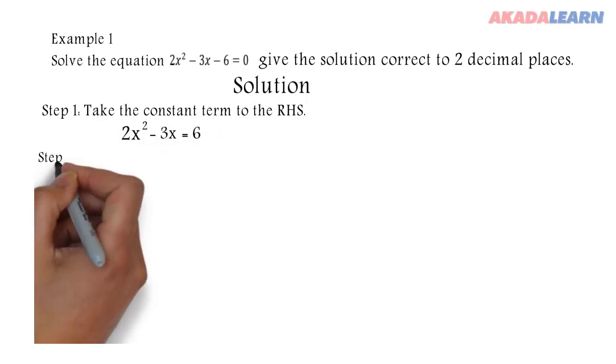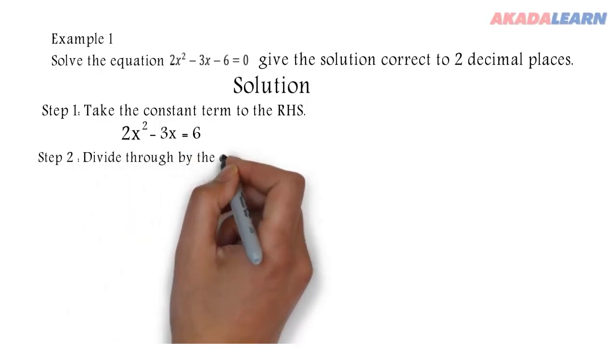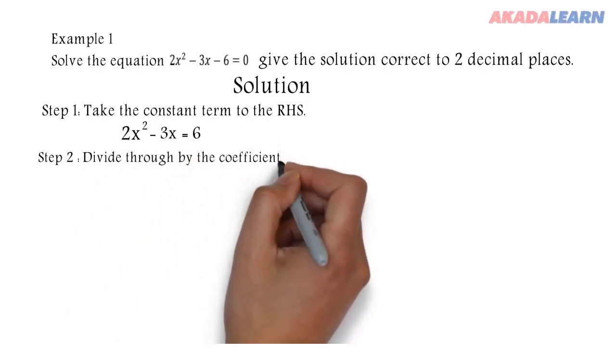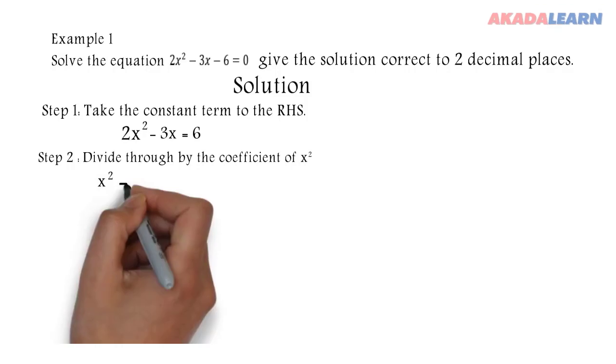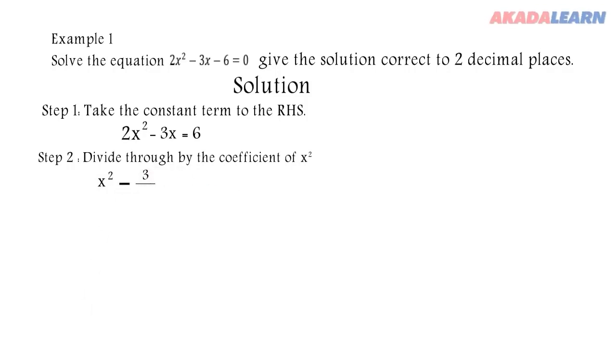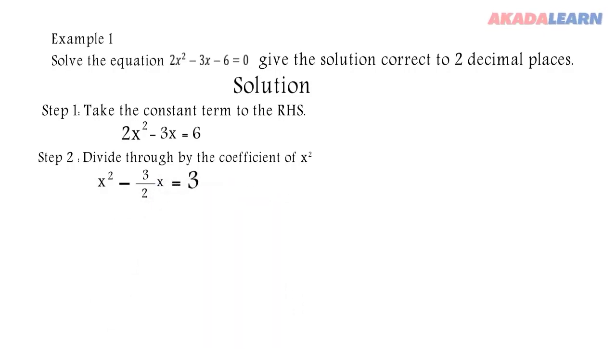So let's see the next step. The next step now is that we are going to divide through the equation in step 1 by the coefficient of x squared. And the coefficient of x squared is 2. So if we divide through by 2, we'll have x squared minus 3 over 2, then we'll put our x, equal to 6 divided by 2, which is 3. Okay, now let's see the next step.